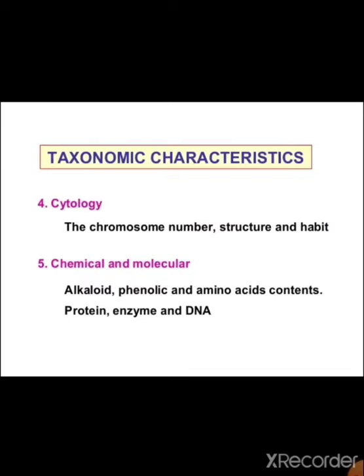From the cytology point of view, the chromosome number, structure, habit and nature. Chemical and molecular level characters: alkaloid, phenolic and amino acid contents, proteins, enzymes and DNA content. These are a few taxonomic characters on which different taxonomic characteristics are applied. These are some basic concepts which are applied in plant taxonomy.